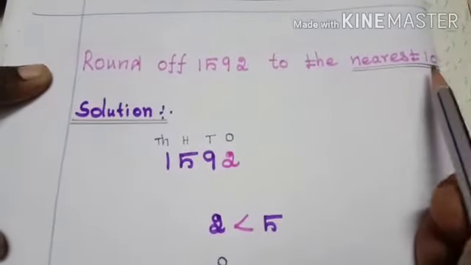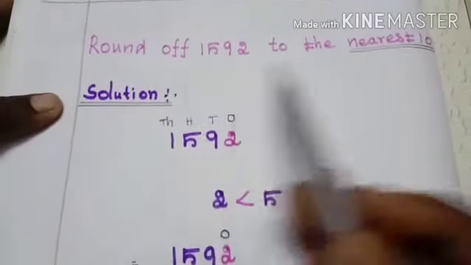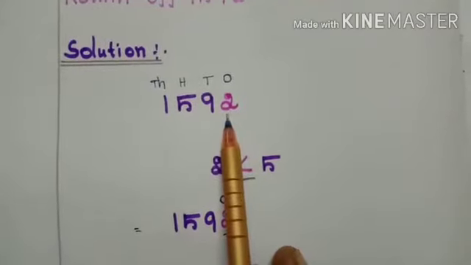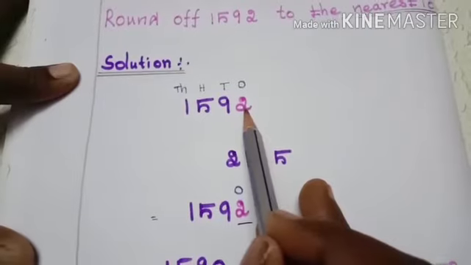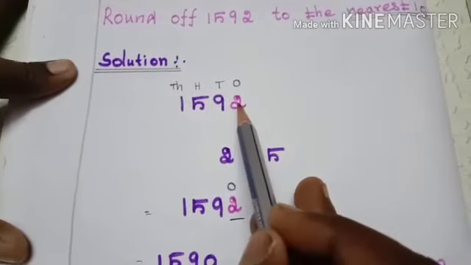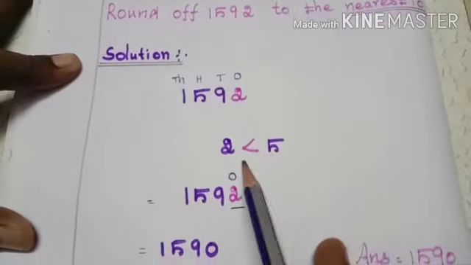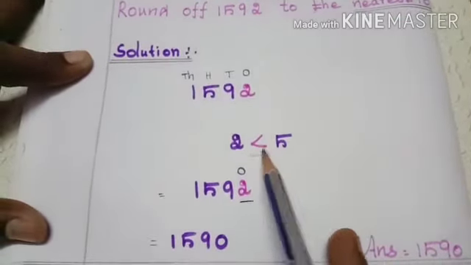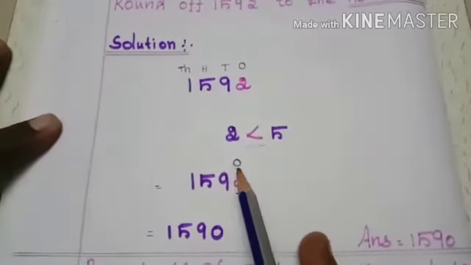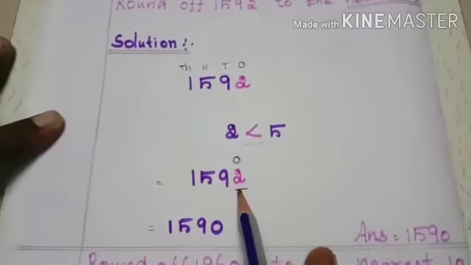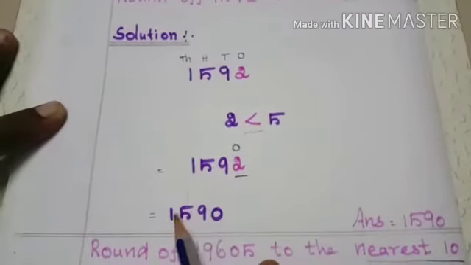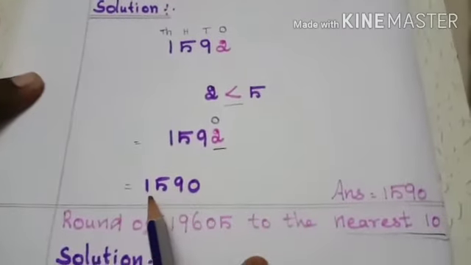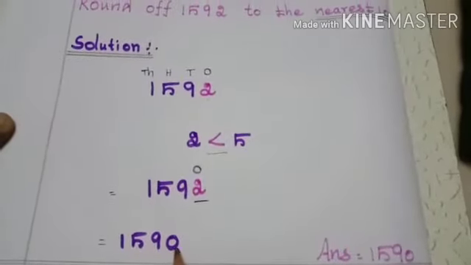Next example. Round off 1592 to the nearest 10. Solution. Here also the nearest is 10, so we look at the ones place. In the ones place the number is 2. We compare the 2 with 5. Here 2 is less than 5. In this case, less than 5, we have to put 0 in the ones place. So here 1, 5, 9, and here we put the 0. So the answer is 1590.